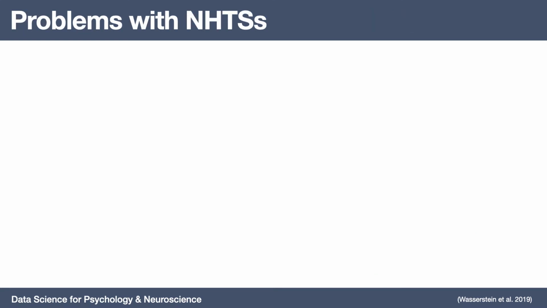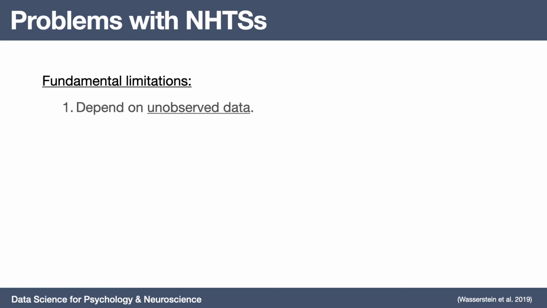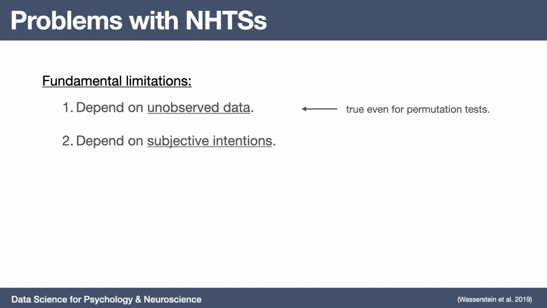Now, there are many problems with null hypothesis test statistics and the p-value in general. Some of these limitations include the fact that it's dependent upon unobserved data. So p-values are often calculated based off of hypothetical test statistic distributions. And this is actually true even when you use permutation tests, which you've discussed in prior lectures. Null hypothesis test statistics also depend on subjective intentions. They have a very rigid structure that assumes a particular intent.